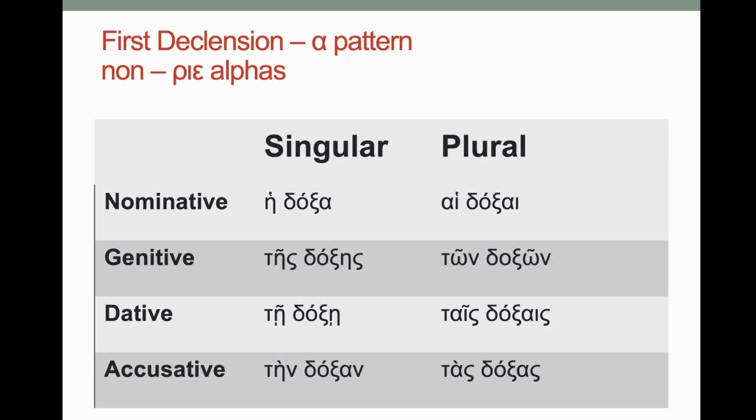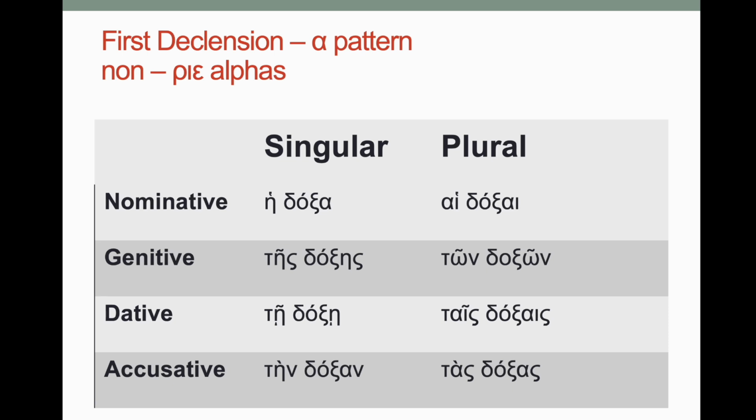Finally, the final paradigm we're going to look at today is the alpha pattern for what are called non-pure alphas. So if an alpha ending first declension noun is not preceded by a rho, an iota, or an epsilon, it's a non-pure, and this is the pattern that we see. Now this is the much rarer form of the alpha pattern in first declension nouns. This pattern occurs with 36 words that occur in the Greek New Testament.